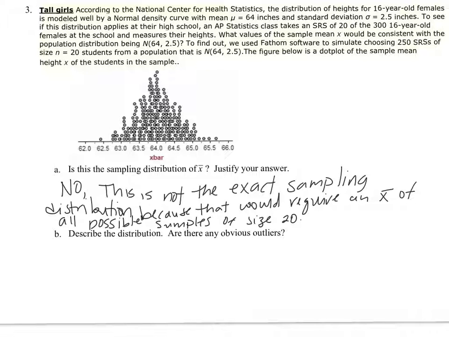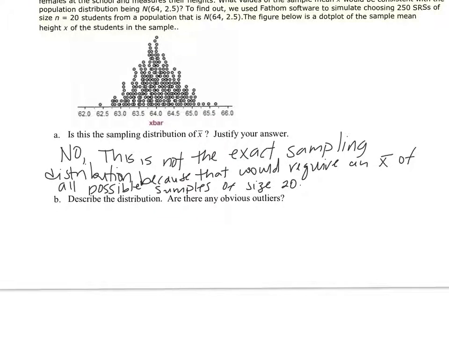So this is what's called an approximation of a sampling distribution. That's what we created there, an approximation of a sampling distribution. If it doesn't say it's all possible samples, then you know that it's an approximation. And then we're going to describe the distribution. Remember that you describe the distribution using SOCS. So we're going to talk about the shape.